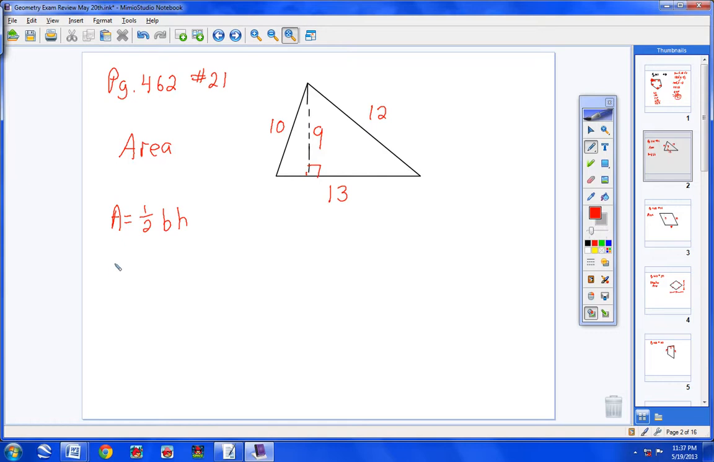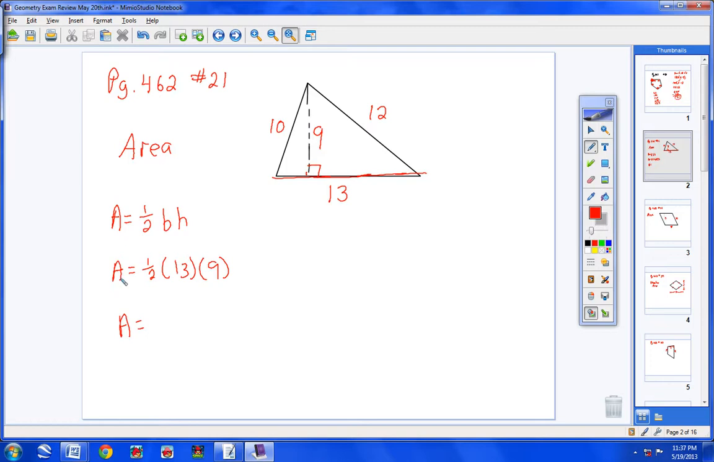So if I want you to find the area of this triangle, it'd be 1/2 times the base. Well, here's the base right here, that's the base of the triangle, 13. And then the height of the triangle. The height is the perpendicular line, the line that's perpendicular to the base. The 10 is not the height. The 12 is not the height. The 9 is the height, okay?